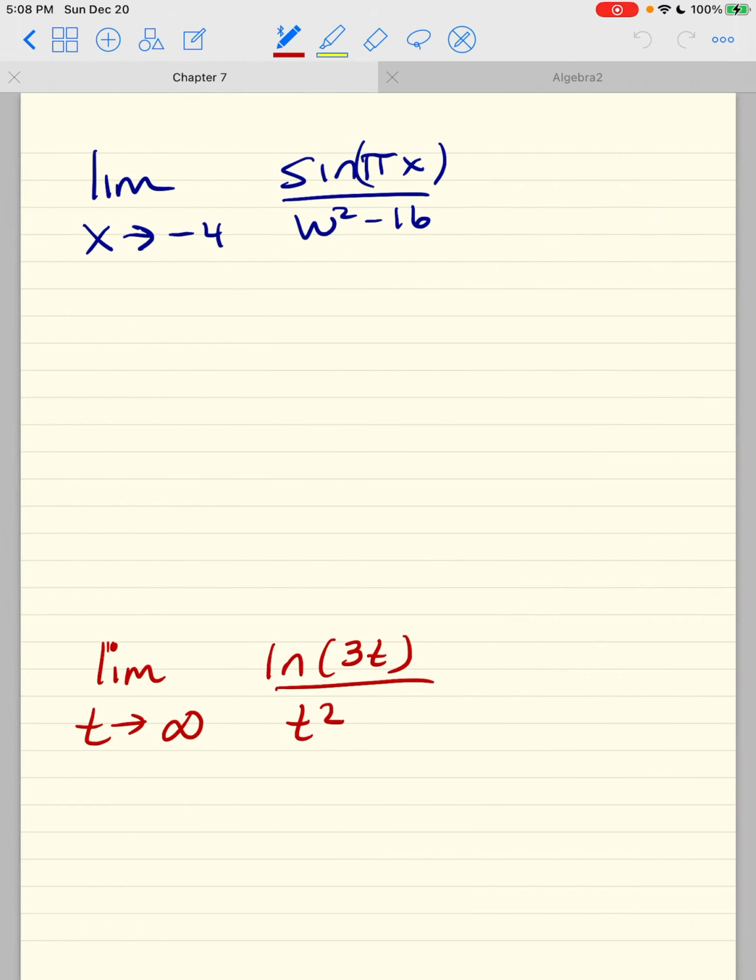Here we go. What happens here? Well, we know that sine of 0, pi, 2 pi, 3 pi, 4 pi, and so on are all 0. So sine of 0 and any multiple of 180 degrees is 0. So this problem here is asking you, what is the limit as x approaches -4? So that's going to be 0, and that's going to be 0.